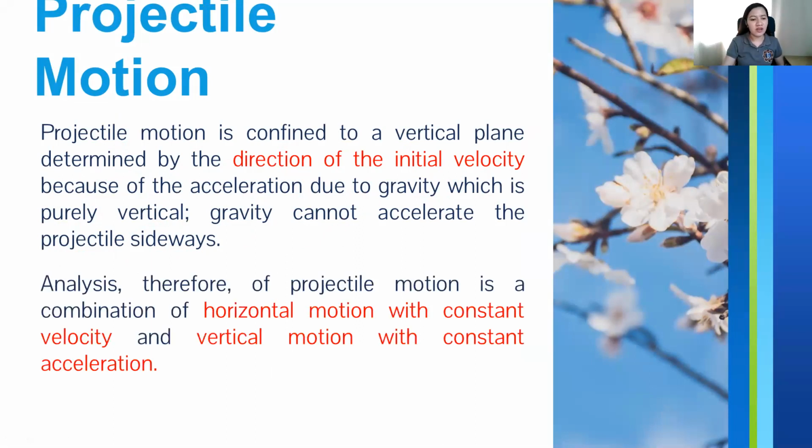So the analysis of projectile motion is a combination of horizontal motion with constant velocity and vertical motion with constant acceleration. So for a projectile, there is horizontal and vertical motion, diba? In the horizontal part of the motion, the velocity is constant. The horizontal component of the velocity is constant. Okay? But for vertical motion, what is constant is the acceleration. Meaning, the vertical component of the velocity will change as the object follows its trajectory.